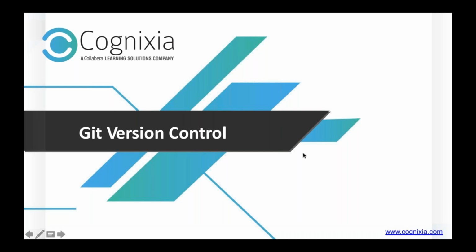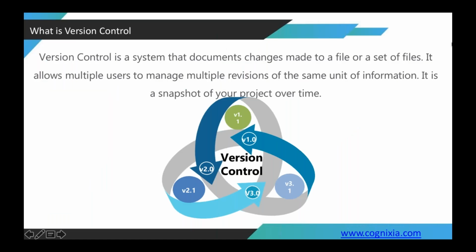Now let's talk about Git. So what is a version control system actually? A version control system allows you to document the changes in your system which are happening.